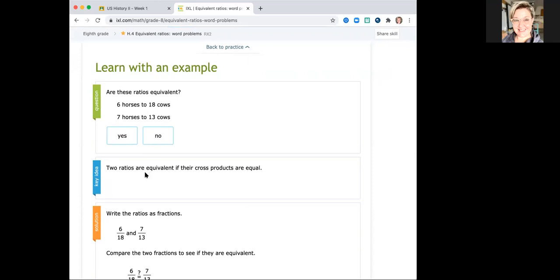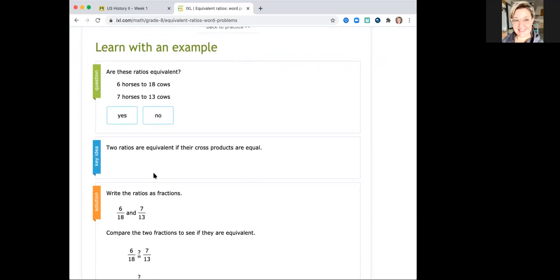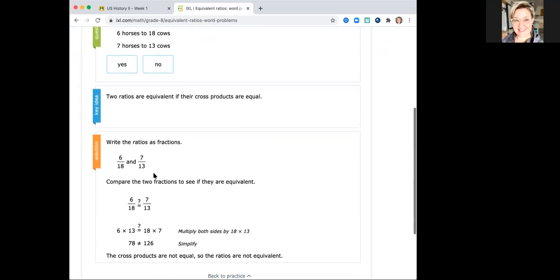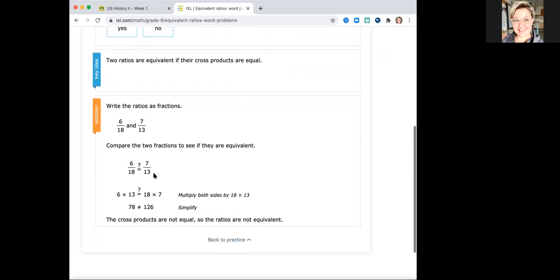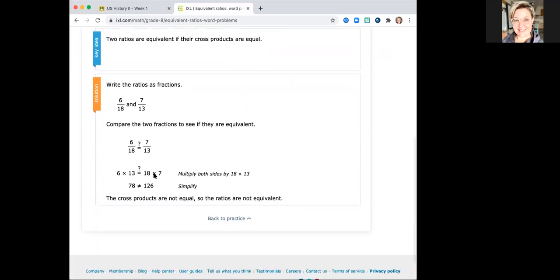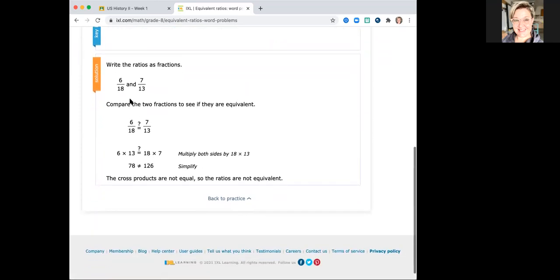The two ratios are equivalent if their cross products are equal. So we're moving into a new way to solve this, similar to some of the other fraction work we've been doing. Stay with me and we're going to figure it out. The first thing we do is write the ratios as fractions, just like we have been, and then compare the two fractions to see if they are equivalent. You're going to look at the larger number and multiply both sides by 18 by 13 and then simplify.